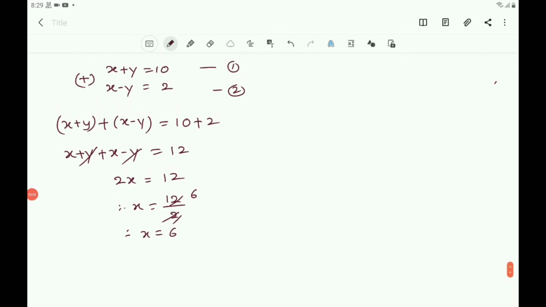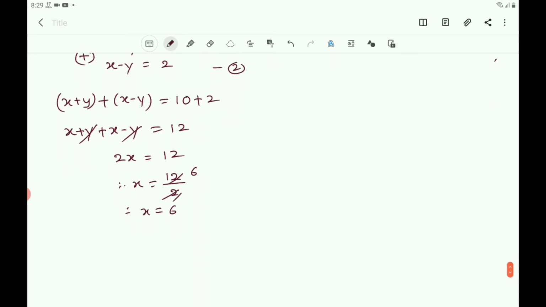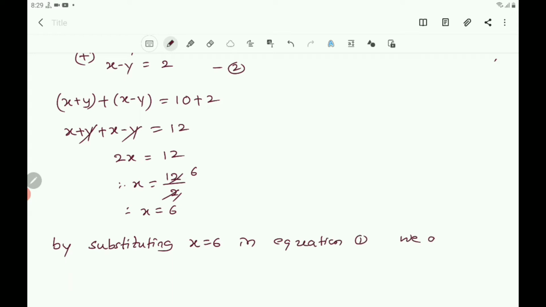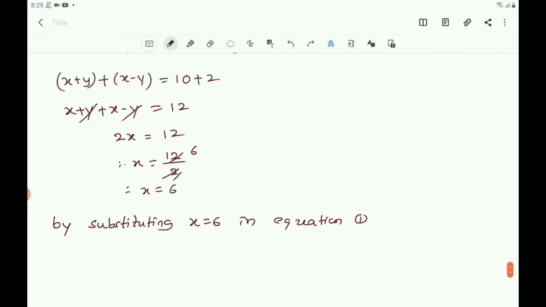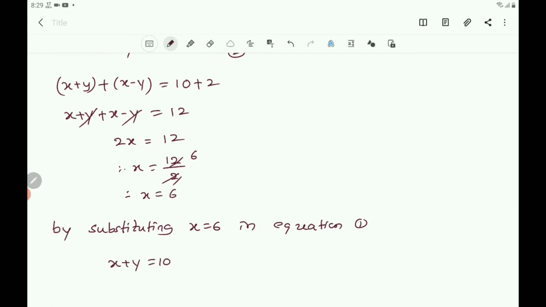Now you substitute the value of x in any one of the equations. So you write, by substituting x equals 6 in equation 1 here. So what is that equation 1? x plus y is equals to 10. x plus y is equals to 10.